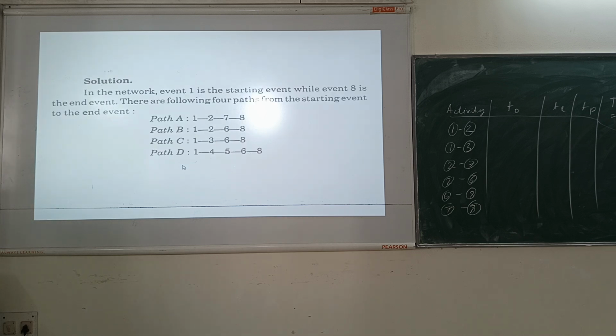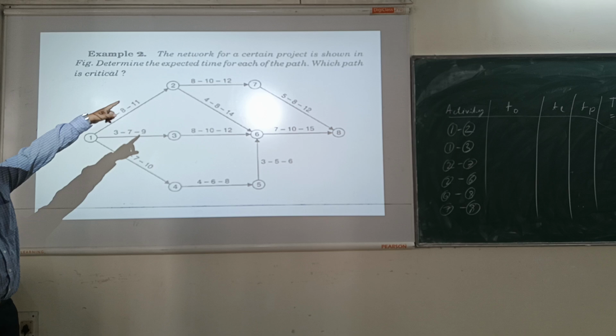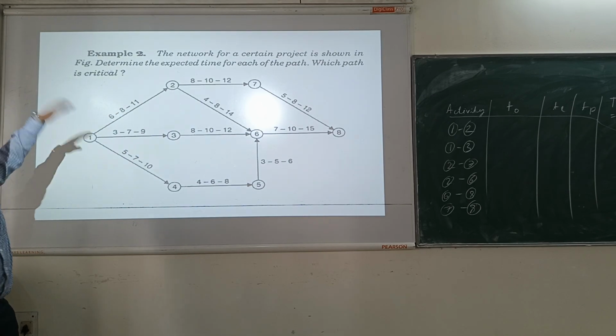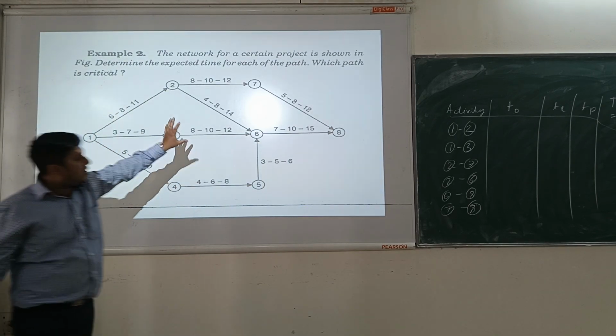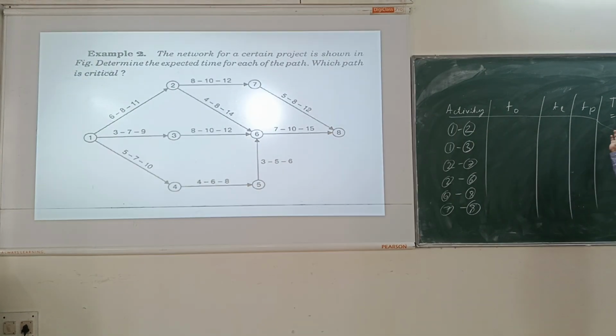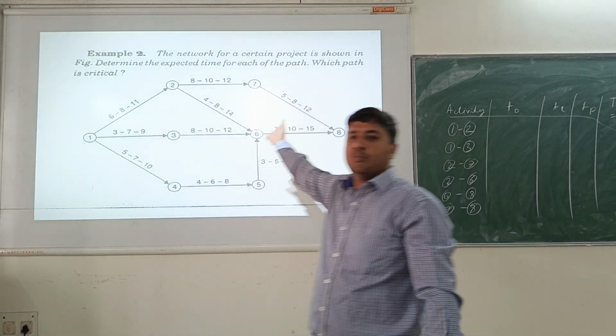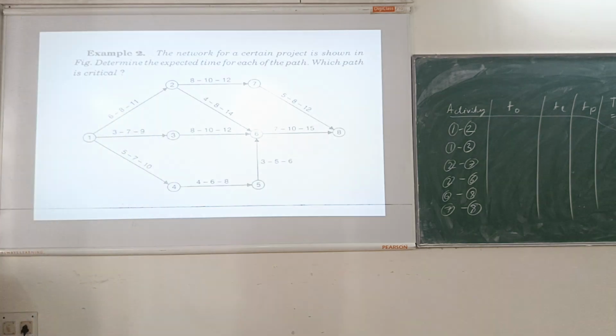This 4 paths are clear, you can see 4 paths here. Now what is asked in the question? The question has already given the network diagram, and it asks to determine the expected time for each path. For every activity you will get the expected time, and from this you find the average, the most expected time for every path. Understood?